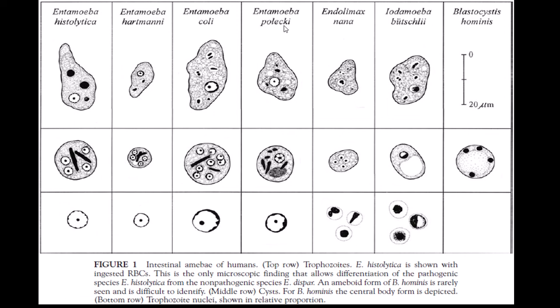Here, and here Entamoeba polecki, the same thing, irregular chromatin material, and the Endolimax nana, smaller, and the chromatin material is almost gone. Here, clear, and you can see the nucleus with the clear chromatin material at the periphery. This is almost pathognomonic compared with the pathogenic ones.